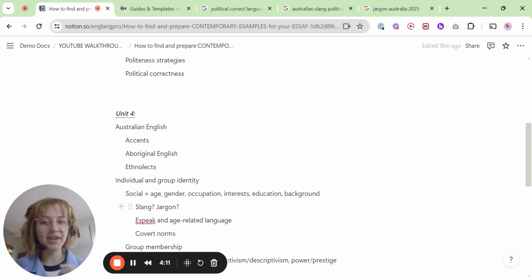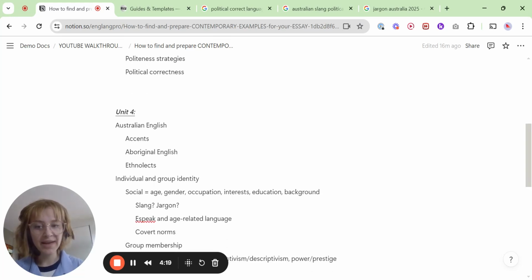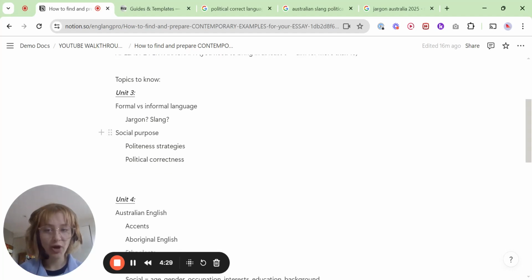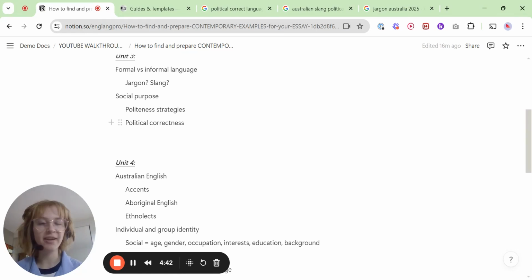So there are some things that are higher yield for you to find contemporary examples for because they're more versatile. You can use them for more topics. So for me, slang and jargon were really, really important to find contemporary examples on, and easy as well, because I could talk about them in Unit 3 and I could talk about them in Unit 4. Similarly, we've got social purpose, so politeness strategies. I definitely found some examples of politeness that I can use in my contemporary examples part of my essay, and political correctness, which you can use in a politeness strategies paragraph if you wanted to.